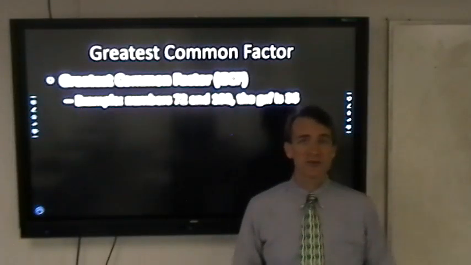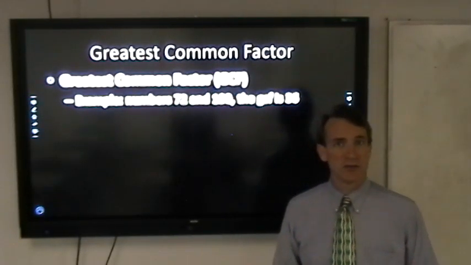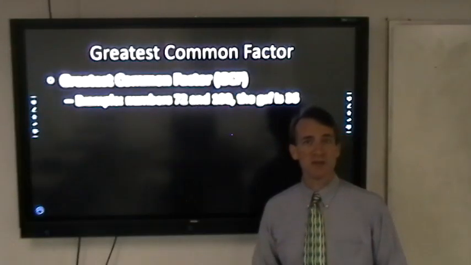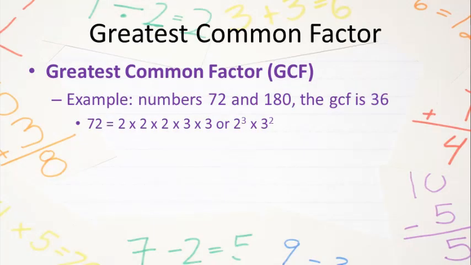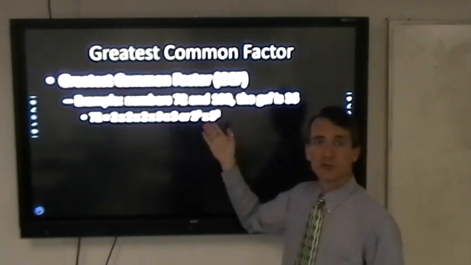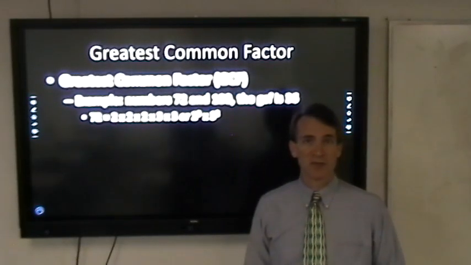If I prime factor 72, I can divide by 2 and that gives me 36. If I divide by 2, that gives me 18. Dividing by 2, that gives me 9. Dividing by 3 gives me 3. So my factors of 72 are 3 2s and 2 3s. We can write it either out in the long form or in the shortened form using exponents.